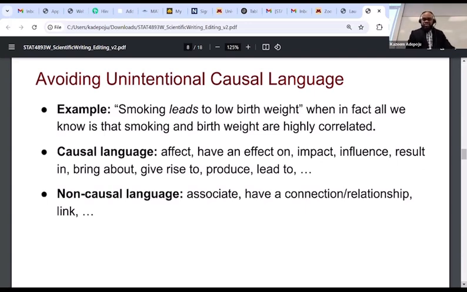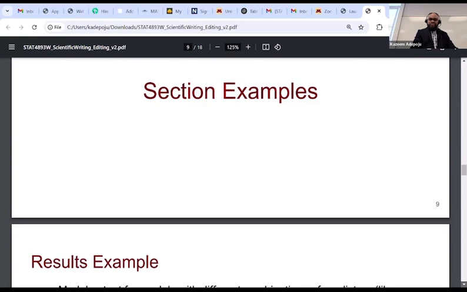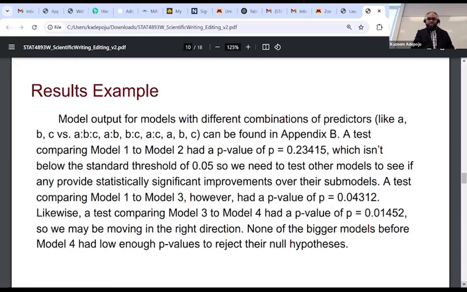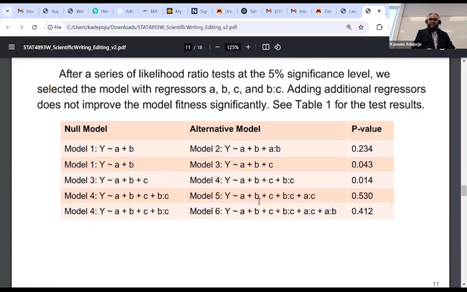So if you don't want to overinterpret statistical relationships, it is better you go with non-causal language. Okay, so I give some examples here, in a results section, where somebody was trying to compare different kinds of models, comparing model one with model two based on the p-value. The null hypothesis supports model one because model one is the simplest and model two is complicated. When the p-value is greater than 0.05, you are not going to reject model one. Next, you compare model one with model three. It got a p-value of 0.04, which means model 3 is fantastic. It rejected model 1.